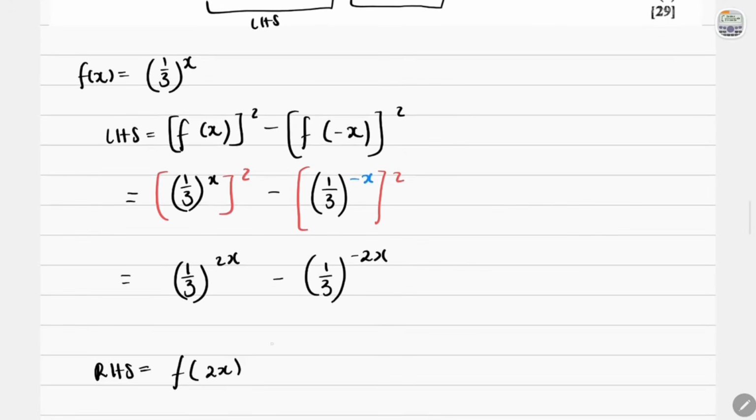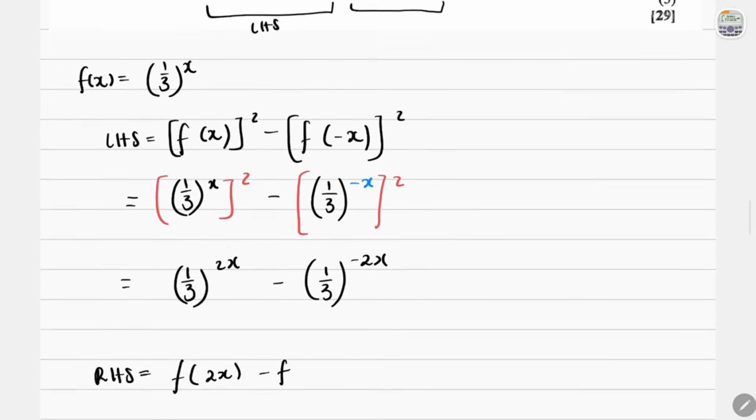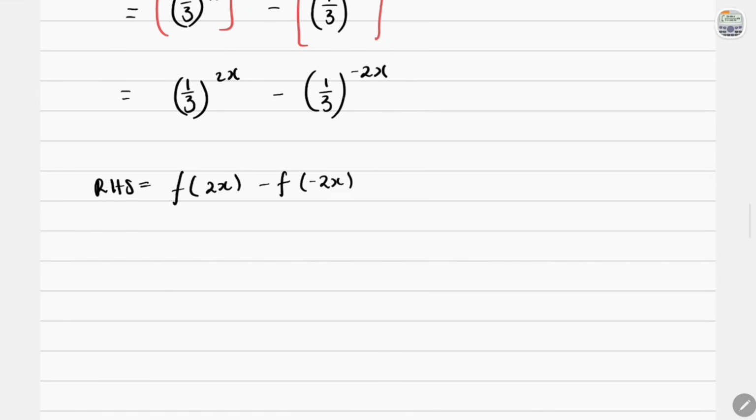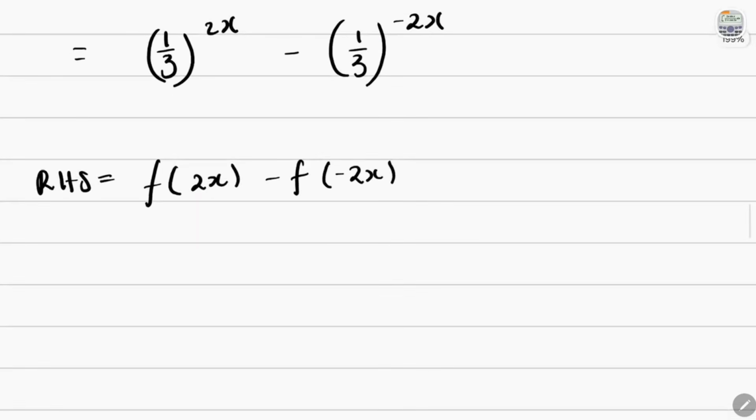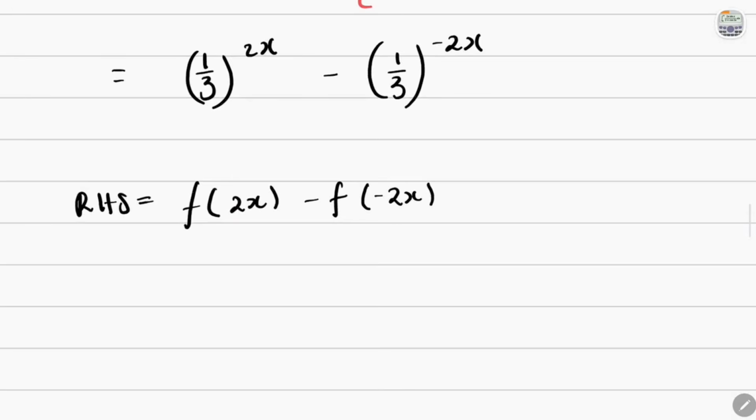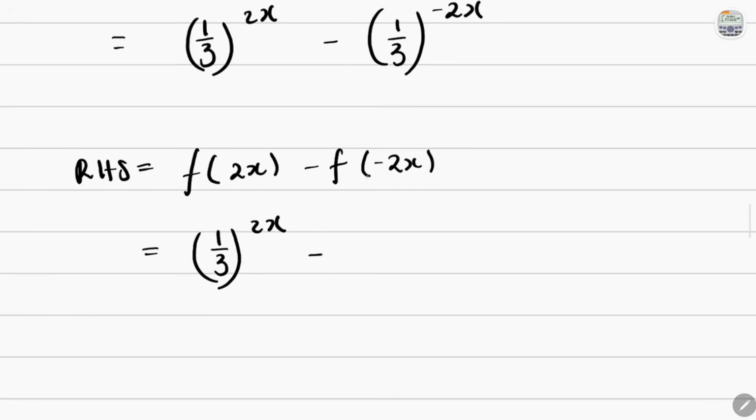And then here, minus f of negative 2x, so negative 2x. And we know that f of x is 1 over 3 raised to the power of x. It just means that wherever you see x, replace it with 2x, okay? F of 2x. So here, this will be 1 over 3 raised to the power of 2x. And then minus, and this is f of negative 2x. Wherever you see x, replace it with negative 2x. So 1 over 3 raised to the power of negative 2x. Okay, so negative 2x. And that would be it.